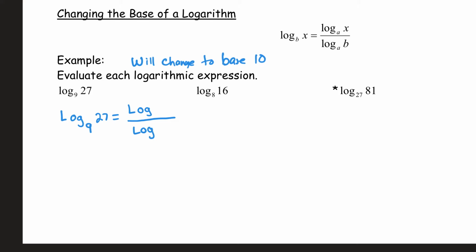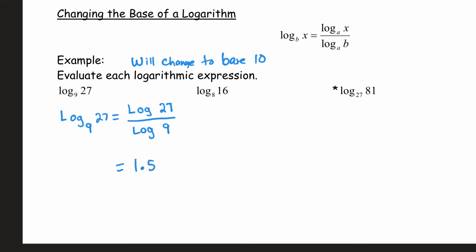And you see how I'm in base 10 now? You're going to write the 27 in the numerator and the 9 in the denominator. We're going to divide log base 10 of 27 divided by log base 10 of 9. That gives you 1.5.